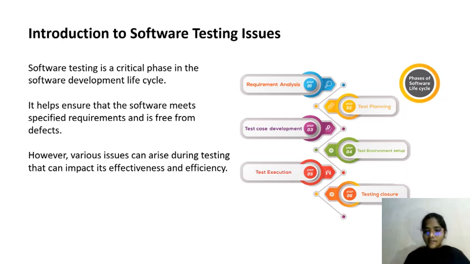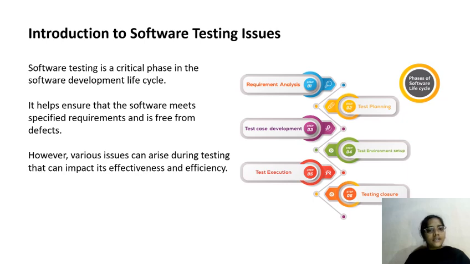Next, test environment setup. In this setup, we set up an environment which is efficient for the testing. Next, test execution. Test execution is the phase in which we test a particular topic, and the test flows here. At last, after following all these phases, we close the testing.